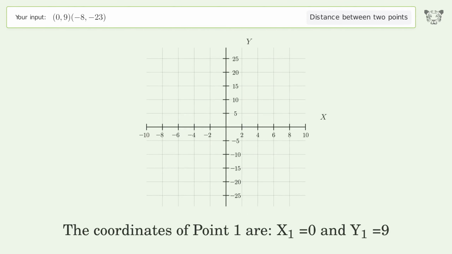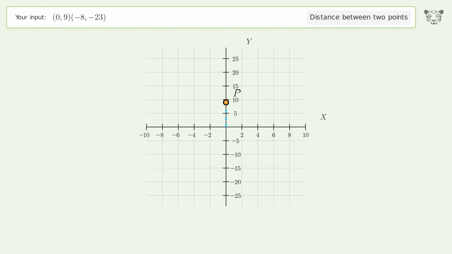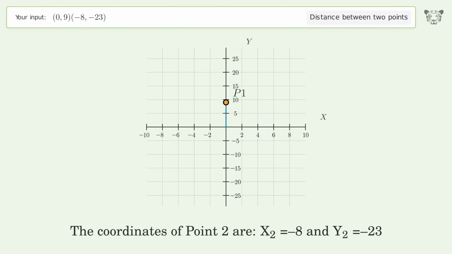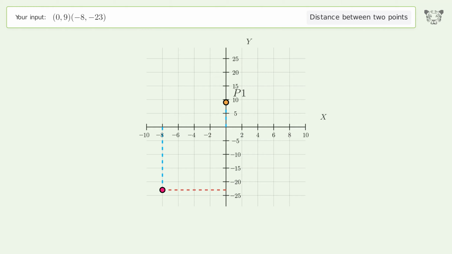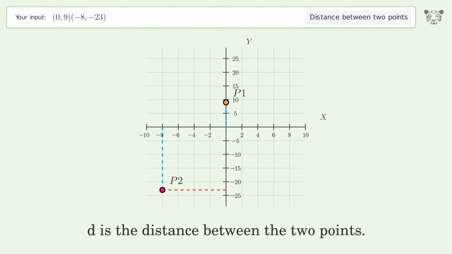The coordinates of point 1 are, x1 equals 0 and y1 equals 9. The coordinates of point 2 are, x2 equals -8 and y2 equals -23. D is the distance between the 2 points.